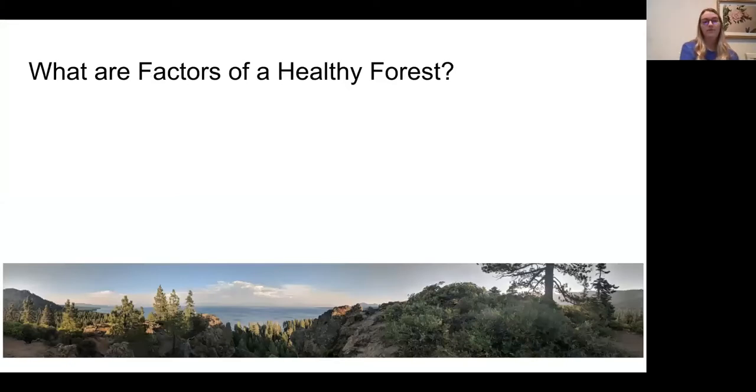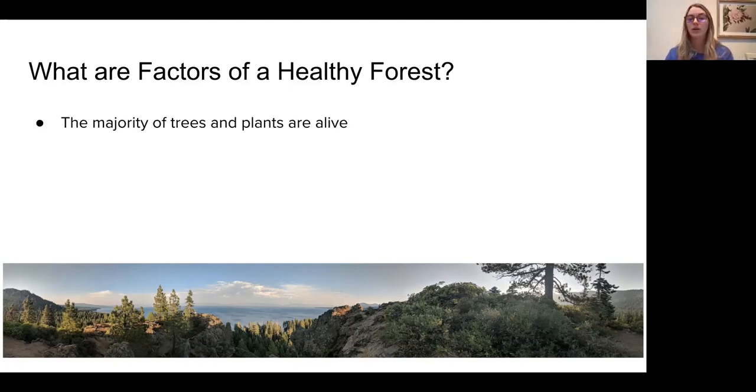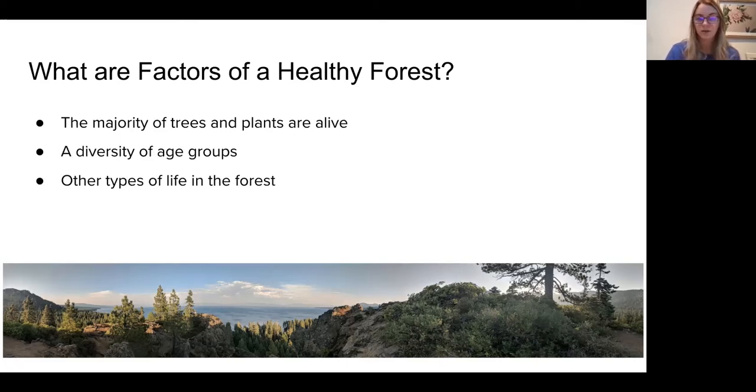So, what are factors of a healthy forest? I am going to take a closer look at each one of these factors in just a minute, but right now, I'm just going to go through them pretty briefly. So, the majority of trees and plants are alive. There's a diversity of age groups. There are other types of life in the forest, and a diversity of species.